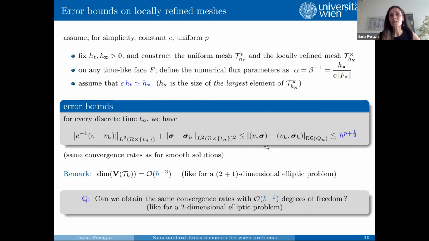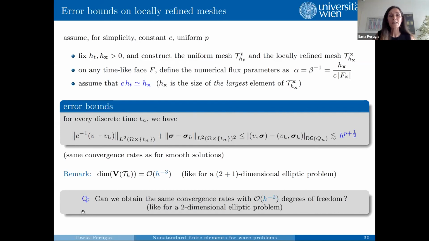So everything here is nice from a theoretical point of view, but from a practical point of view, we can see that this is reached with a number of degrees of freedom, so with a dimension of the discrete space, equal to the order of the mesh size to the power -3, which means the same complexity, not of a two-dimensional problem, but of a 2 + 1 dimensional problem. We are in space and time, so we are in dimension 2 + 1.